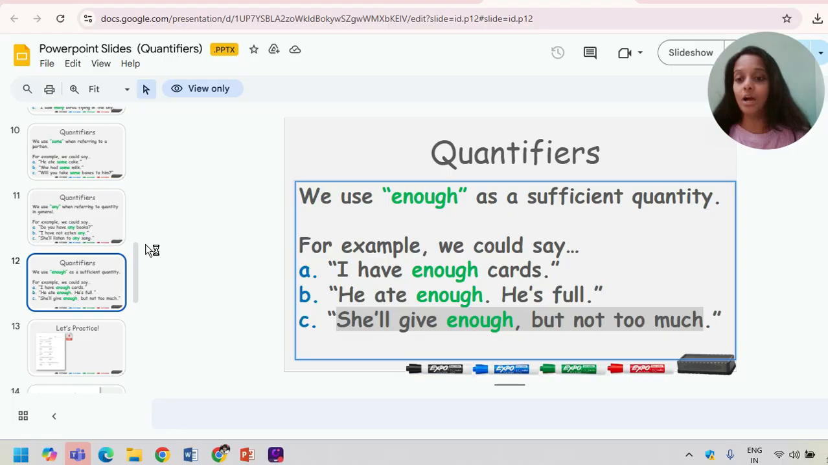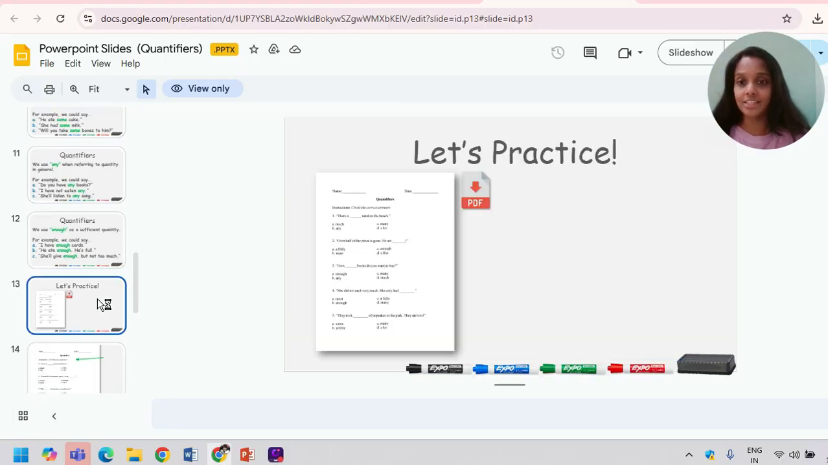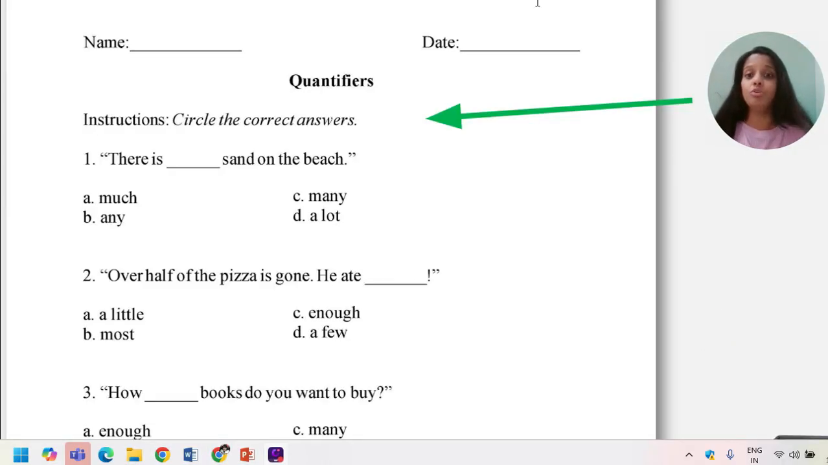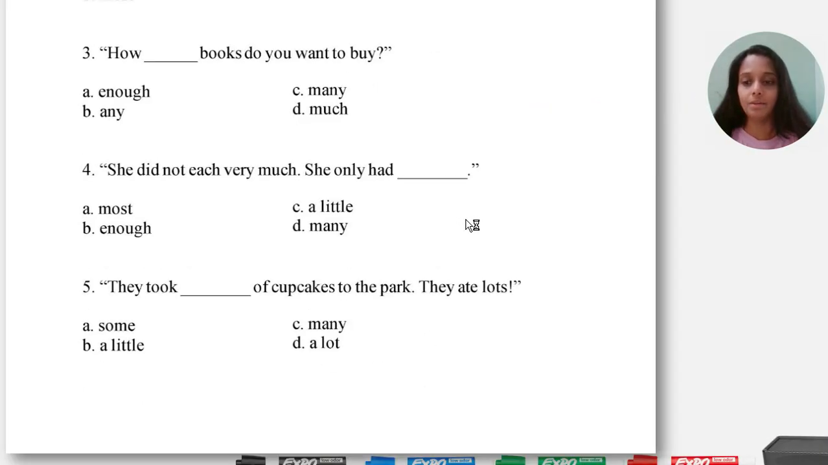Now it's time for us to practice. So you can pause the video, try to read the question by yourself, and think of the correct quantifier. Then try to write it in the blank. Now, the first one is: there is dash sand on the beach. Over half of the pizza is gone. He ate dash. How dash books do you want to buy? She did not eat very much. She only had dash. They took dash of cupcakes to the park.